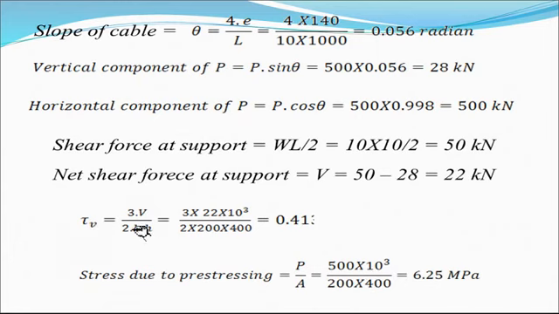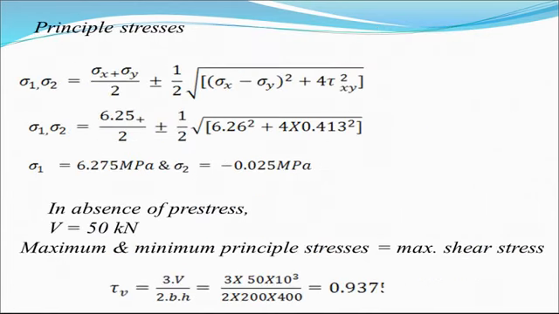The shear stress, the average shear stress, is equal to 3 by 2 V divided by b h, where V is the shear force. So net shear force is 22 into 10 raised to power 3, divided by 2 into b, which is 200, and h, the total cross section depth, is 400. So we get 0.41 MPa. Now the stress due to pre-stressing is equal to P by A. Pre-stressing force is 500 into 10 raised to power 3 Newton divided by area. So we get 6.25 MPa, the direct stress due to the pre-stressing.